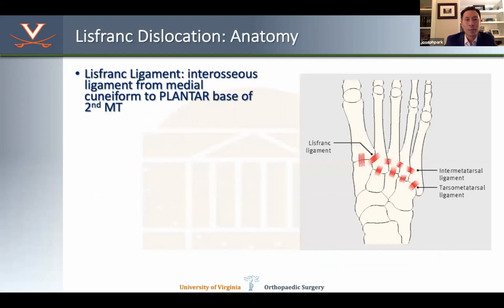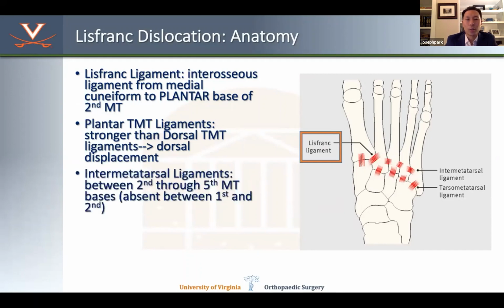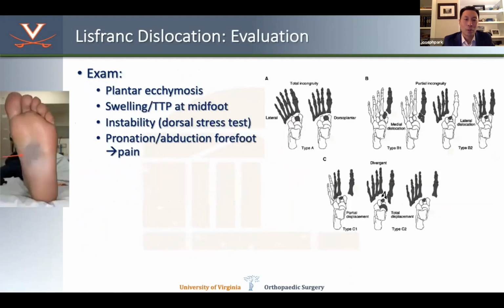In terms of the Lisfranc ligament, remember that the interosseous ligament goes from the medial cuneiform to the plantar base of the second metatarsal. That's located here, as you can see in this image. The plantar TMT ligaments are stronger than the dorsal TMT ligaments, which is why when the injury happens, it usually leads to a dorsal displacement of the metatarsals. The intermetatarsal ligaments go between the second and fifth metatarsal bases. It is absent between the first and second, which is why I think these injuries are more prone to happen in this location. And remember, the second metatarsal fits into the keystone between the medial cuneiform and the recessed middle cuneiform. And here's that keystone. You can see, if you imagine that second metatarsal pops out, it then destabilizes the whole midfoot.